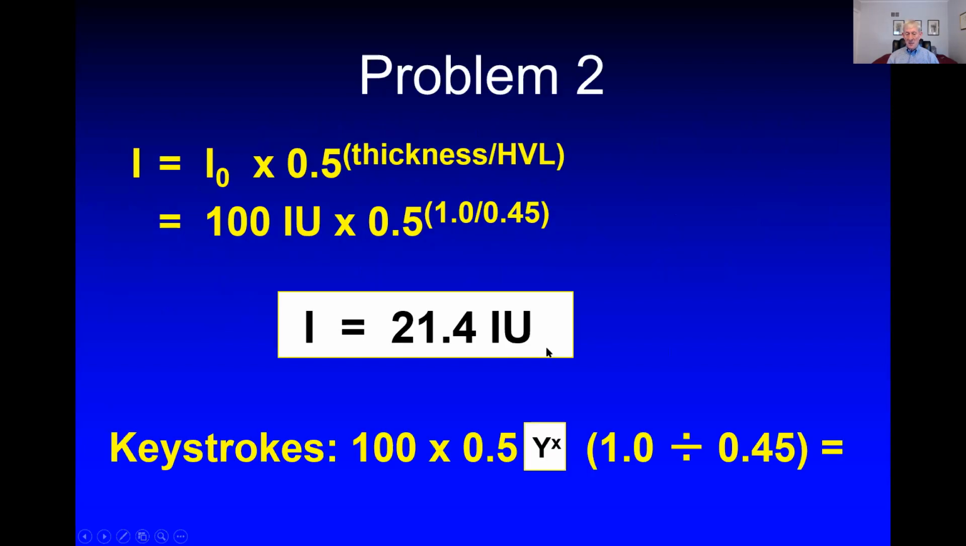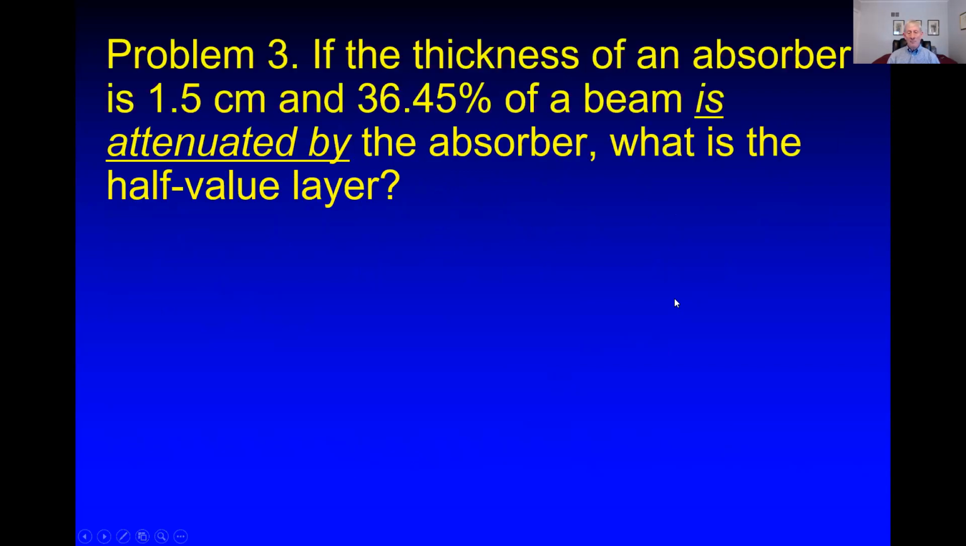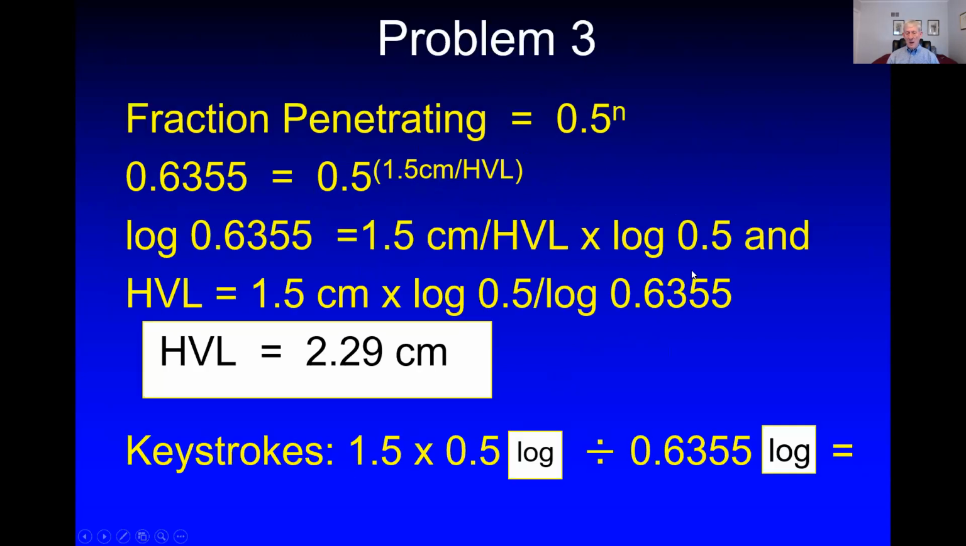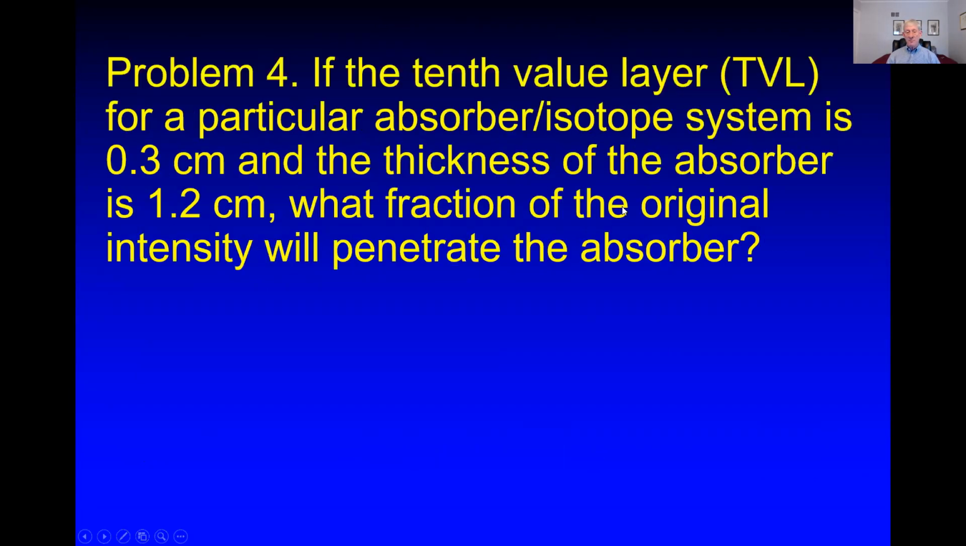And let's see what that comes out to be. So we have 100 times 1/2 to the power of, in parentheses, thickness divided by HVL. Here are your keystrokes, 21.4. Our linear guess was a little bit more than 20. Pretty good guess. I'm going to skip problem 3 and problem 5 because they require these very extensive logarithmic manipulations.